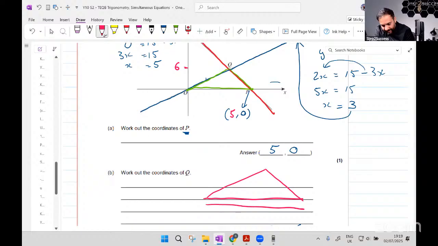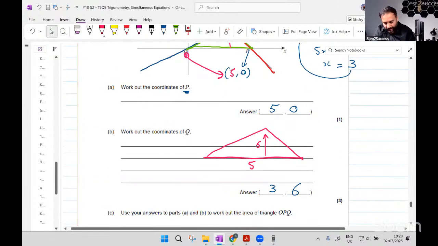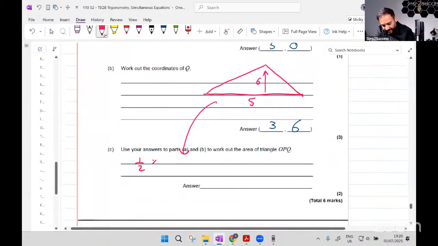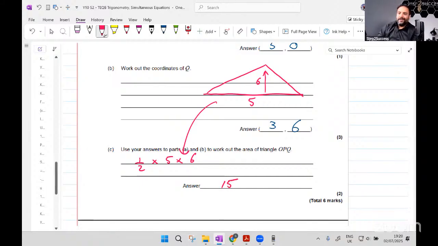Its base goes from 0 to 5. So it means it's 5 long at the bottom. And its height is however tall this point was, which we know was 6 from the previous question. How do you work out the area of a triangle? You do a half times the base times the height. So that's 30, half of 30 is 15, and that will be the answer to that.